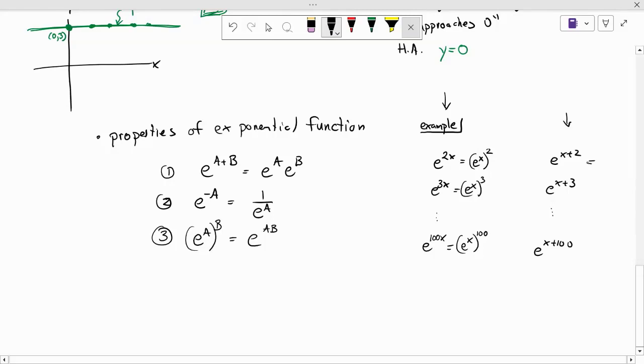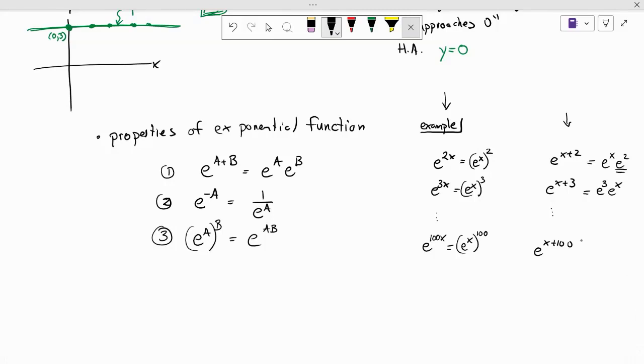In the second column, you're using property number 1, right? So this is e to the x times e squared. So a constant times the exponential function. e to the x plus 3, we can write that as e to the power 3 times e to the x, so that's just a constant times e to the x, and so on. Awesome.